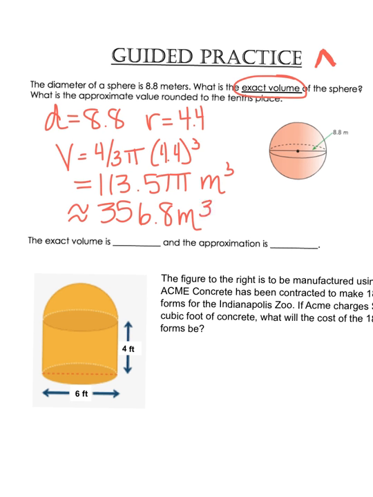So again, I took 4 divided by 3, and then I took that answer and multiplied it by 4.4 raised to the third power, and I got 113.57 pi. So this is 0.57, and this is my symbol pi. Okay? All right. So the exact volume is 113.57 pi, and the approximation is 356.8 meters cubed. All right, we have another example.